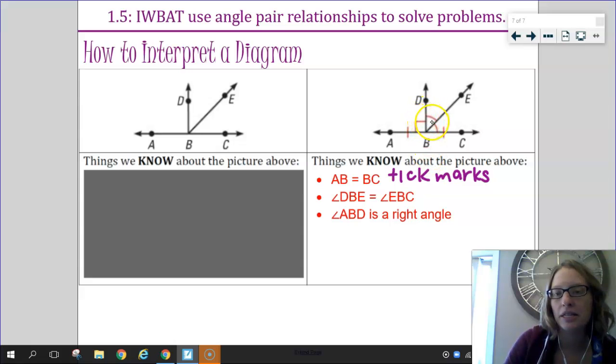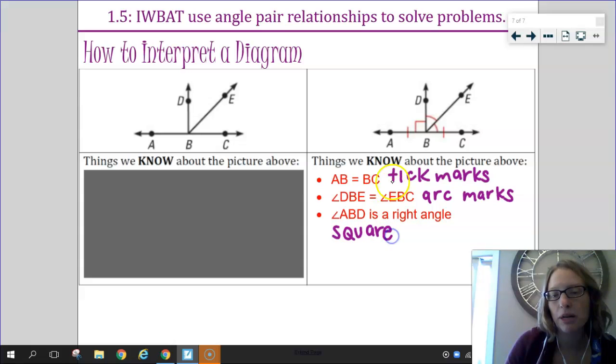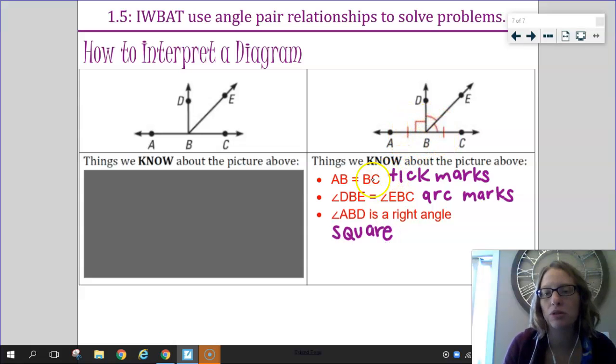Next, we have arcs at DBE and EBC, so we know those two angles are equal because they have the same arc marks. That's how we show equality in angles. And lastly, we know that ABD is a right angle. The way that we know that is from the square in the corner of that right angle. So notice because of each of those marks, we were able to know something specific about a measurement of angles or segments.